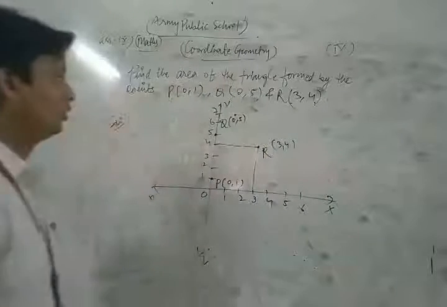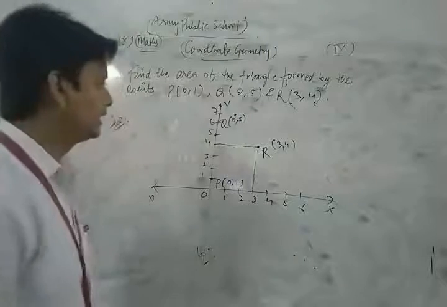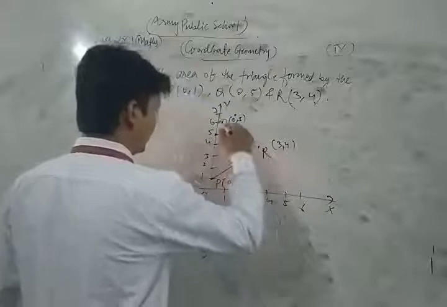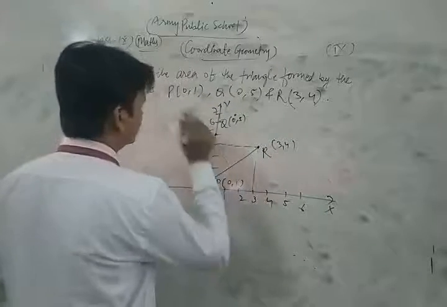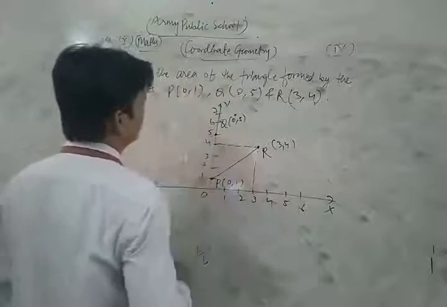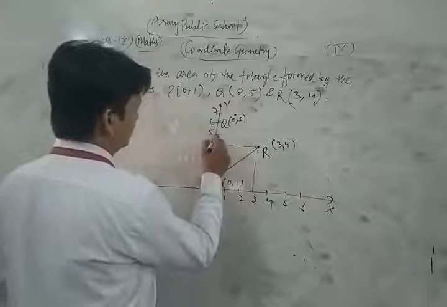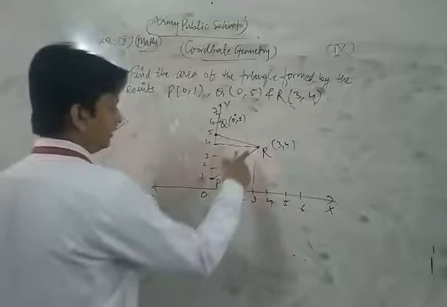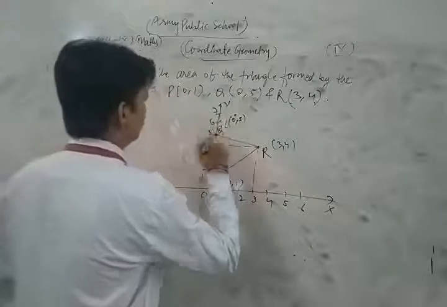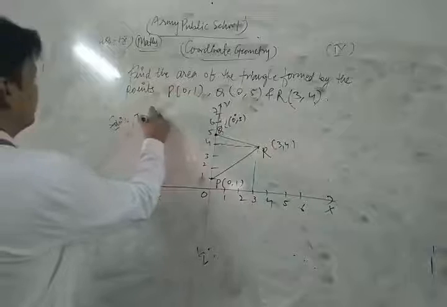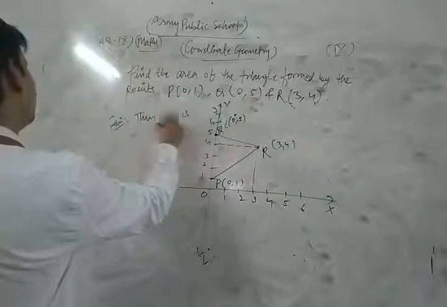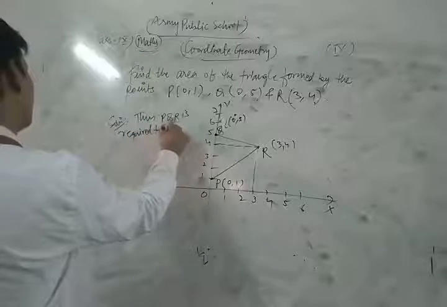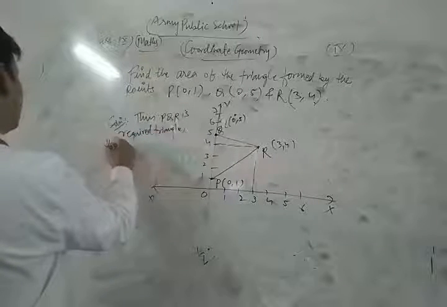Now what do I do? We form a triangle. So we just join the lines P to R and Q to R. This is here, (0, 5) is Q. Yes. Let's see. So here PQR, this is Q. So thus PQR is the required triangle.